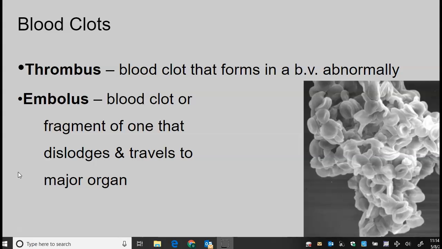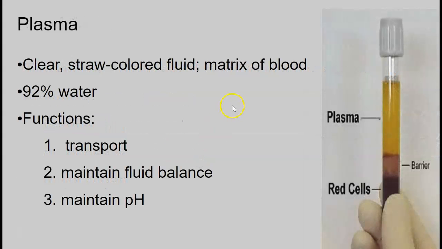We are not going to get into that in this lesson, but it's an important part of our physiology for sure, because if you lose too much blood, obviously that becomes deadly. And the last part of the blood that we're going to talk about is the plasma. The plasma is the liquid portion of the blood.